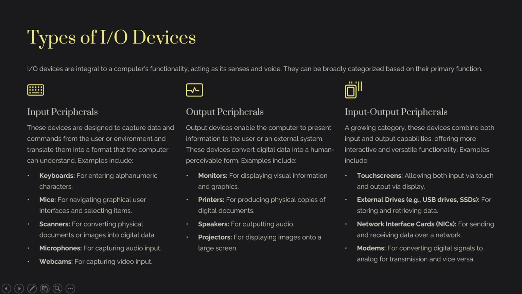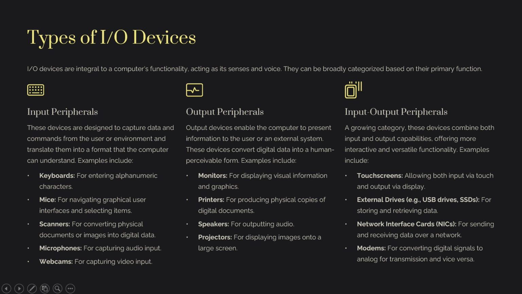So to continue, I'm going to talk about the types of input and output devices. When it comes to input and output devices, they can be broadly categorized based on their primary functions. So we have input devices, or input peripherals, the output peripherals, and the input-output peripherals. I'm going to begin with the input peripherals.